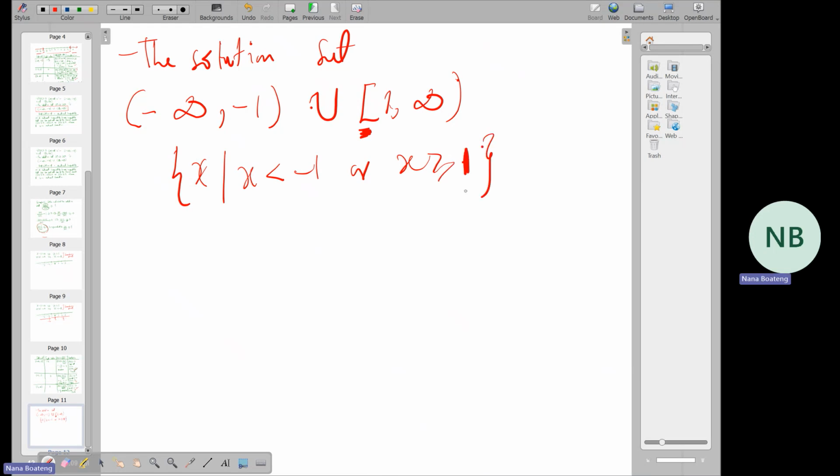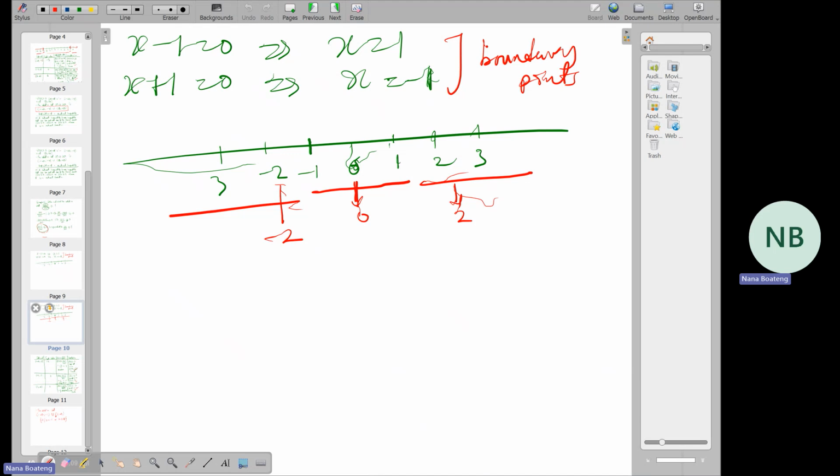All right, so let's graph this on the number line. On the number line, we have an open set that goes from here all the way to negative infinity, and x goes from here, which is a closed set, to positive infinity. So this is how we visualize this on the number line.